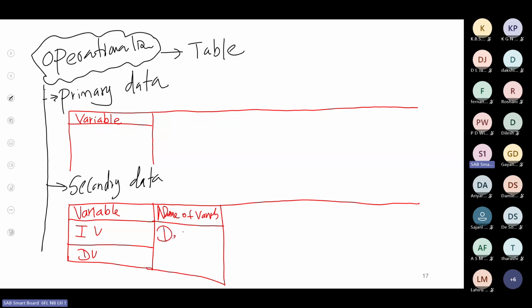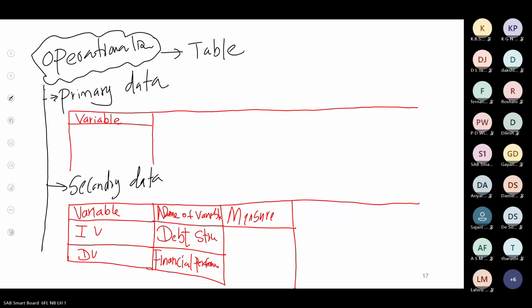Independent variable, debt structure, and then dependent variable, financial performance. Name of the variable. In front of the variable, you have to mention the measurement. Measurement. How can we measure the debt structure?